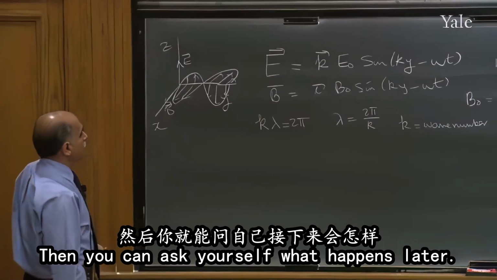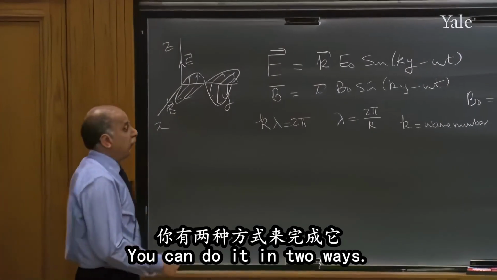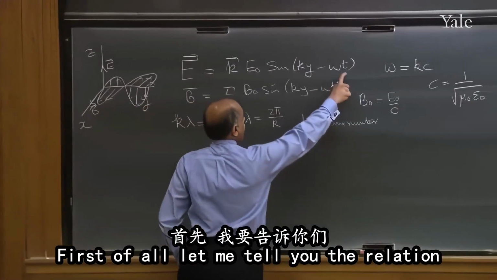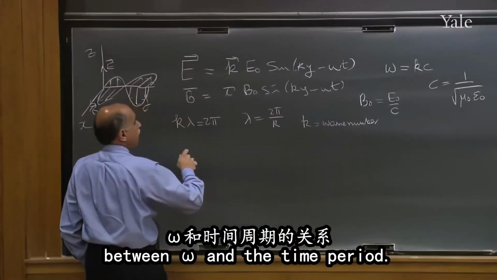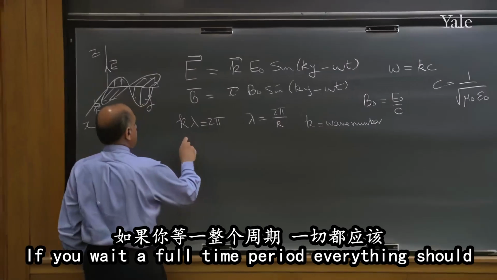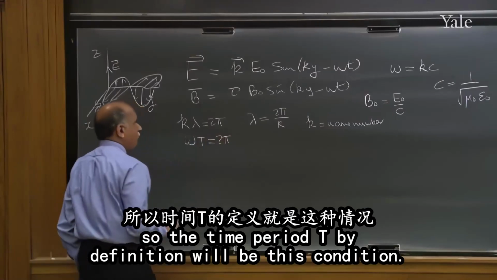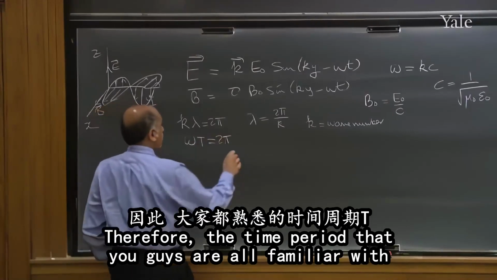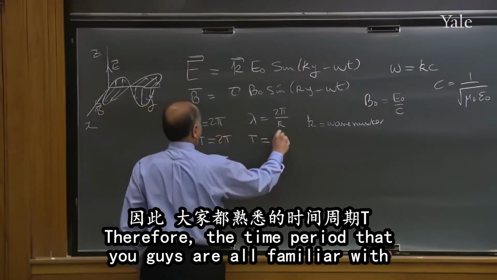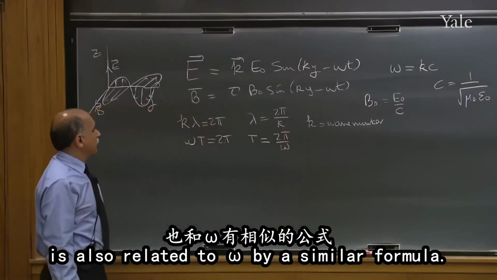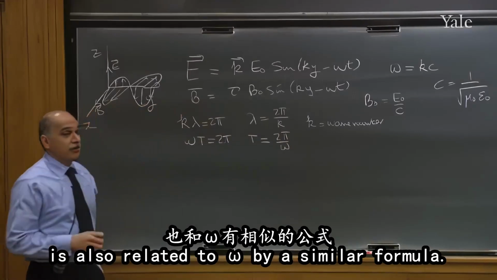Then you can ask yourself what happens later. You can do it in two ways. First of all, let me tell you the relation between omega and the time period. If you wait a full time period, everything should come back to where it was. So the time period T, by definition, obeys this condition. Therefore, the time period that you guys are all familiar with is also related to omega by a similar formula.